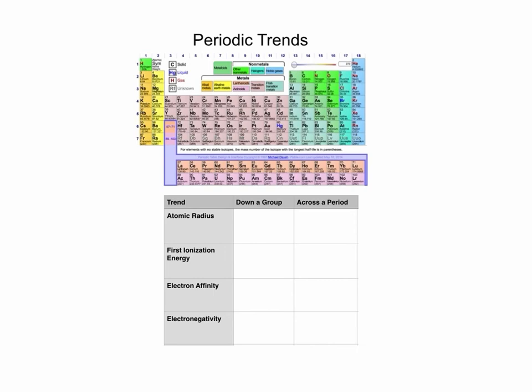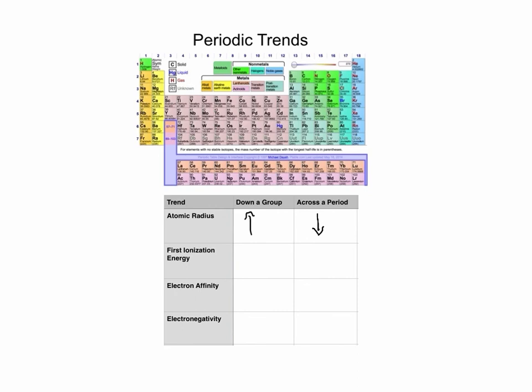Now let's just summarize our results for the periodic trends all together. So here's our periodic table, and let's first look at atomic radius. So going down a group, any group on the periodic table, what happens to atomic radius? Well, atomic radius increases as you go down a group. What happens to atomic radius when you move across the table, left to right? Well, across the table left to right, the atomic radius will decrease. The atoms get smaller.